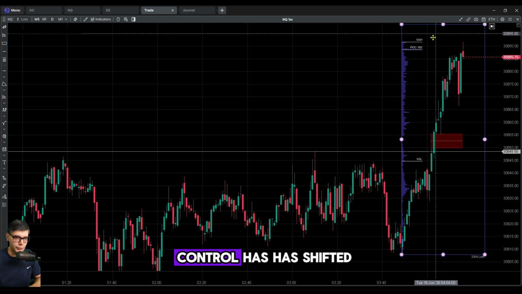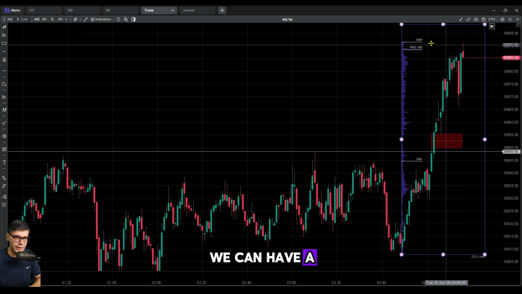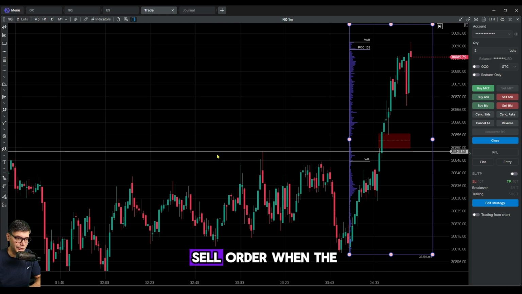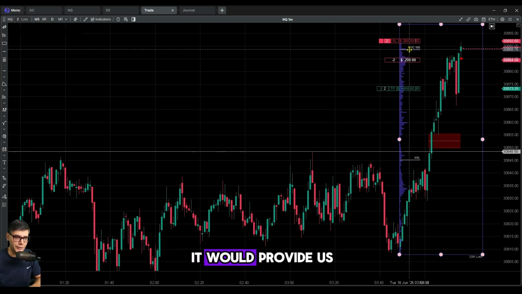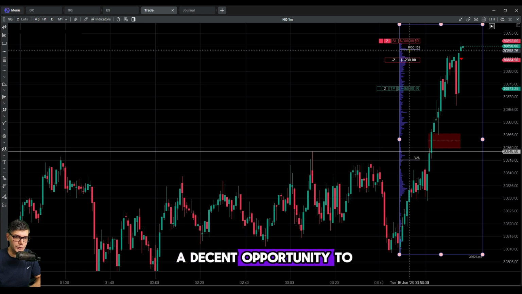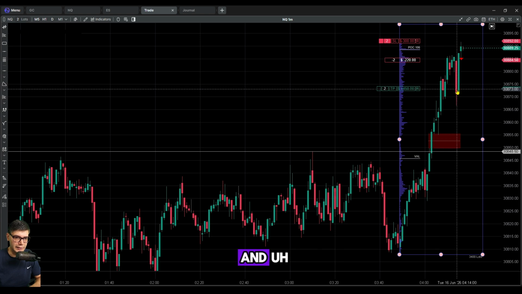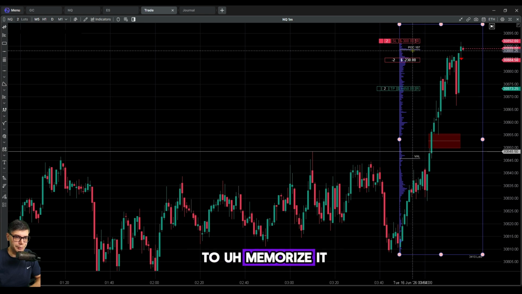Now the point of control has shifted to the highs. Over here, we can have a small window to scalp it. We can have a sell order. When the point of control shifts to the highs, it would provide us a decent opportunity to go short on NASDAQ and just have a quick scalp. This is a trading model that you want to memorize.